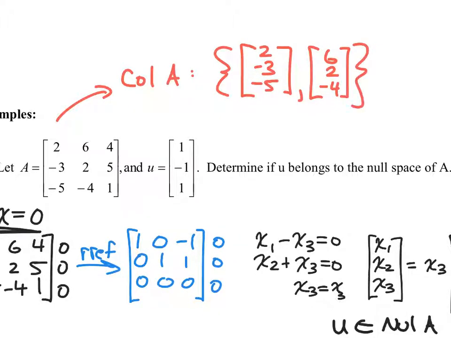And again, the only thing I needed to do in order to figure that out was identify where my pivots were and what columns those corresponded to. All right, so those pivots correspond to the first and second column in the given matrix. So I have it. So what does that tell me?